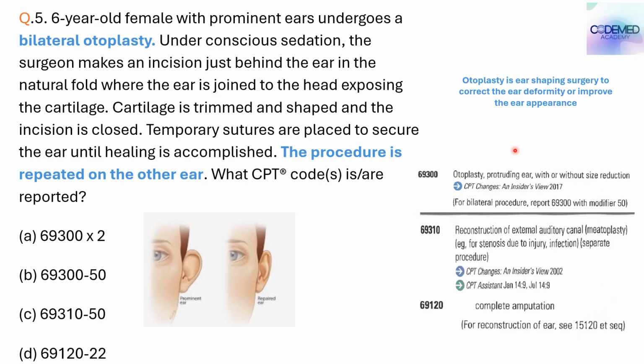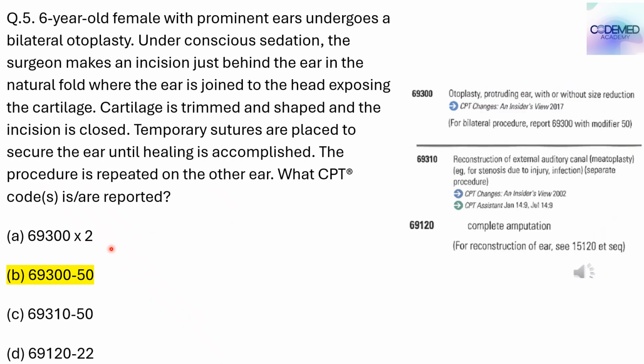Now, after going through all these codes, you know which is the right code. But just remember that this otoplasty has been done bilaterally. So we need to find out the correct option. Yes, B is the correct option, because below 69300 it is written that if it is done bilaterally, then we need to put modifier 50, and that's why we will go with option B.